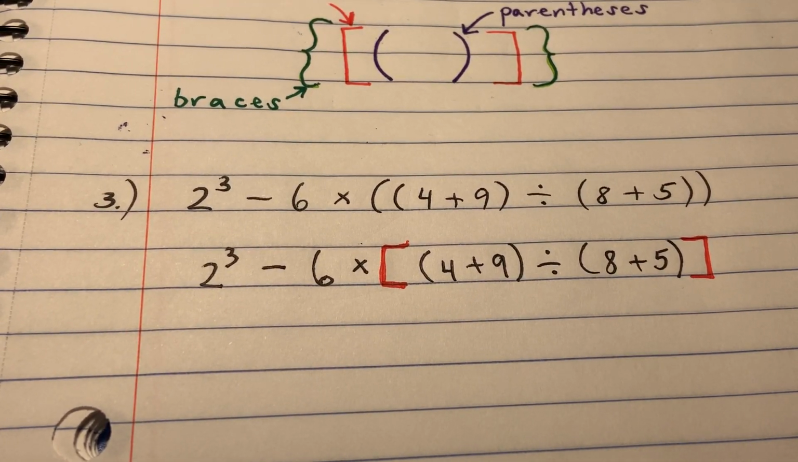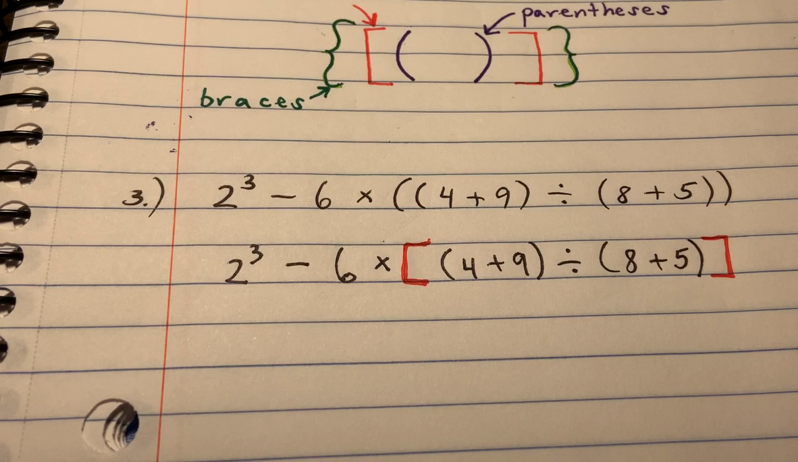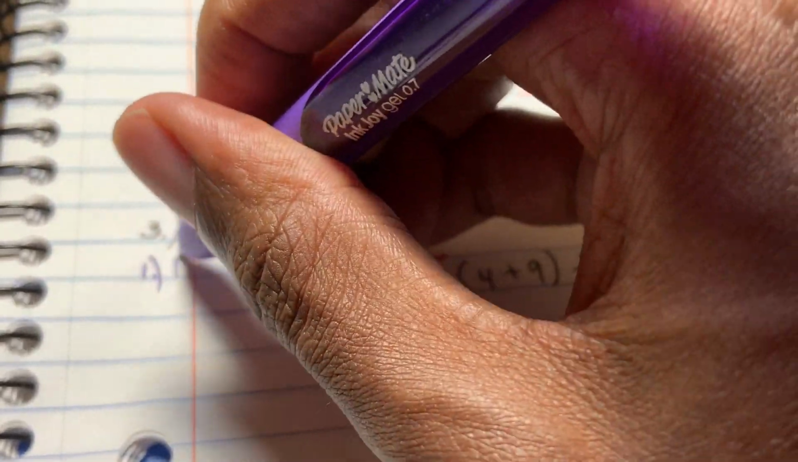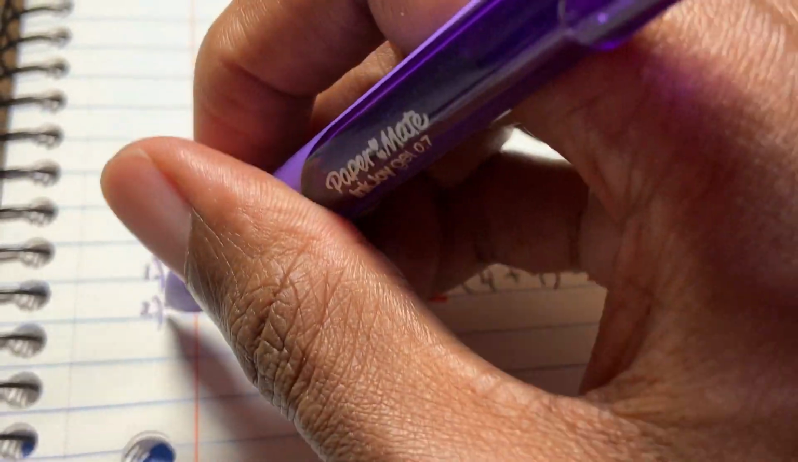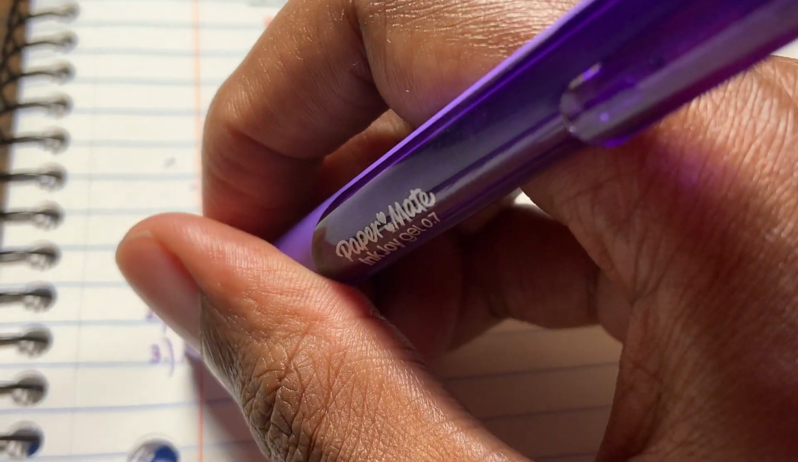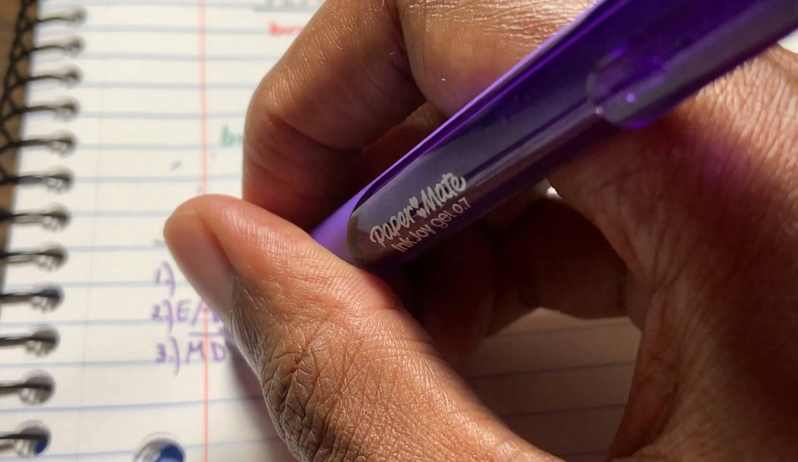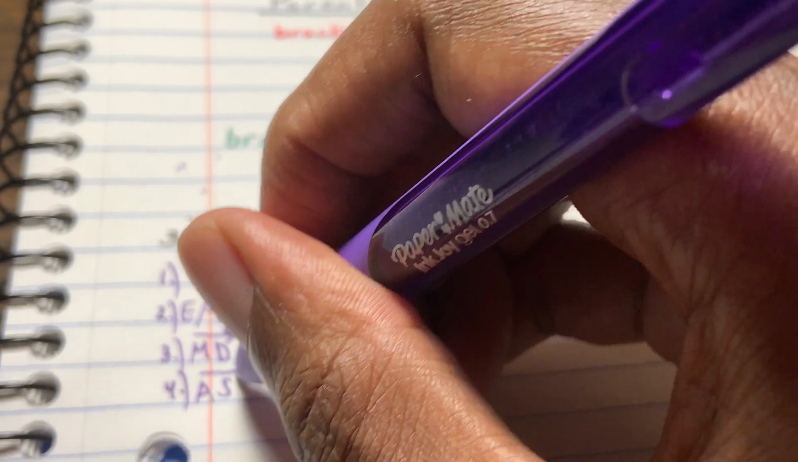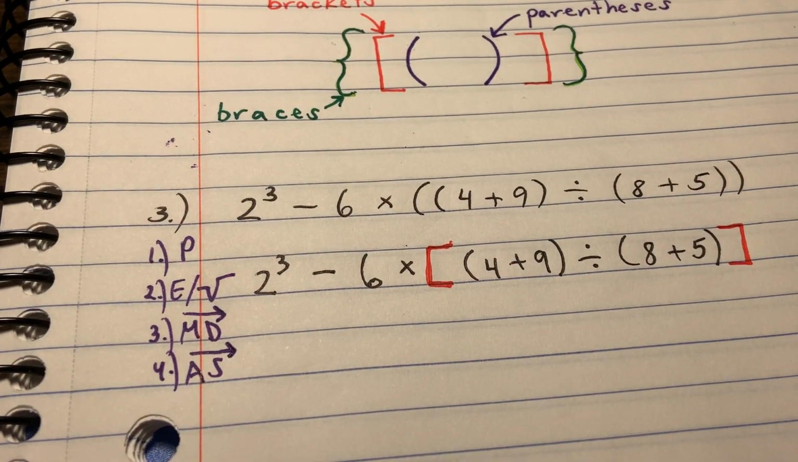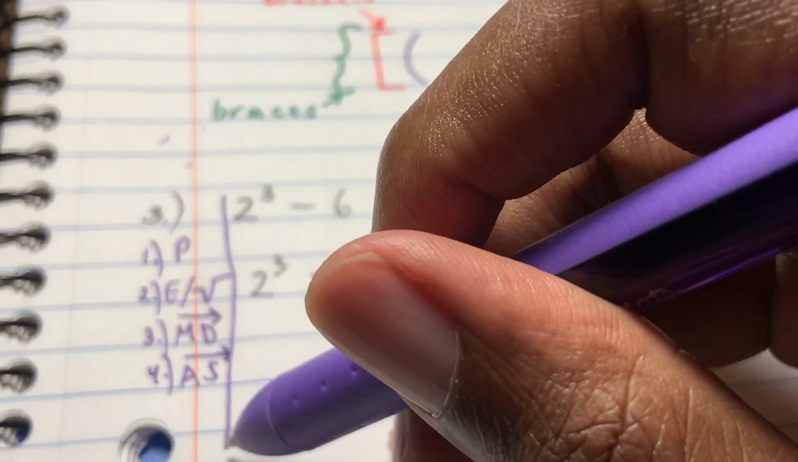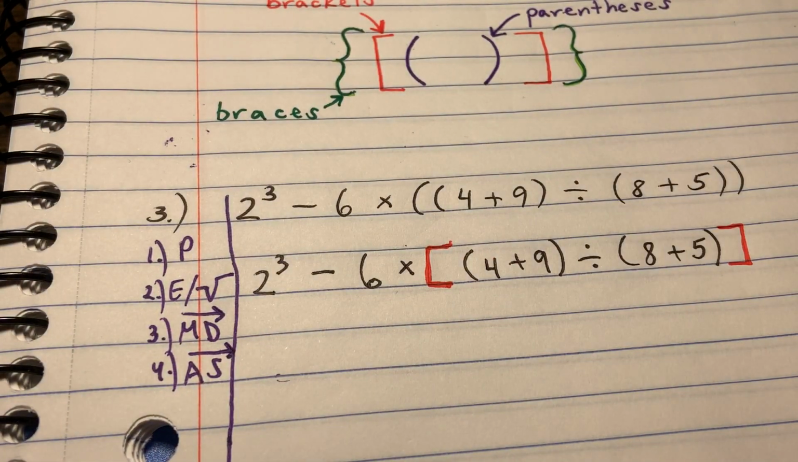So follow my steps for PEMDAS. Remember, write the steps on the side. Let's do that right now. So I'm going to have step 1, parentheses, step 2, exponents and roots, step 3, multiplication, division, going from left to right, and step 4, addition and subtraction, going from left to right. Let's follow our steps as we do this problem.